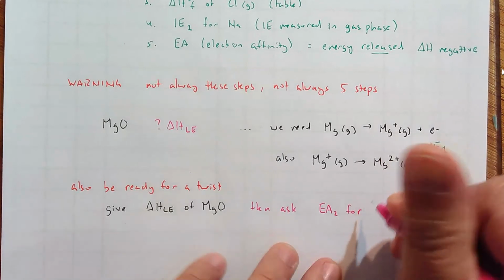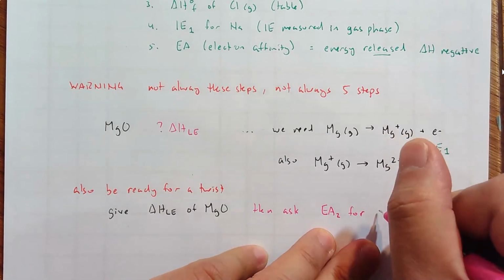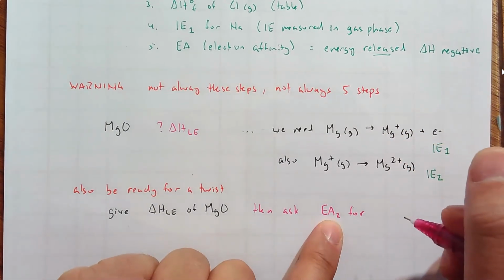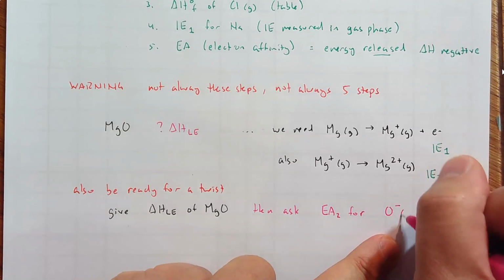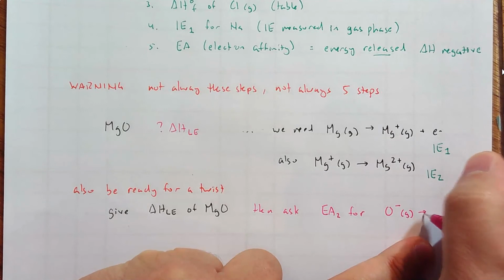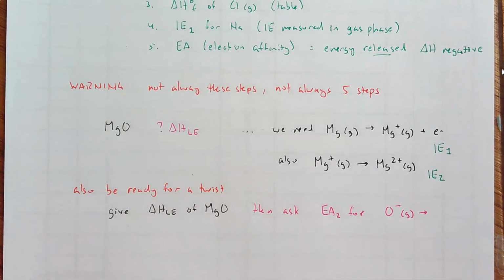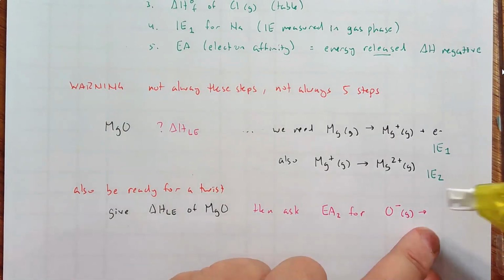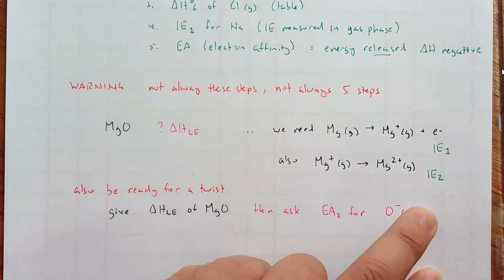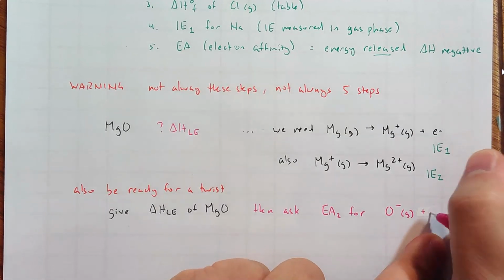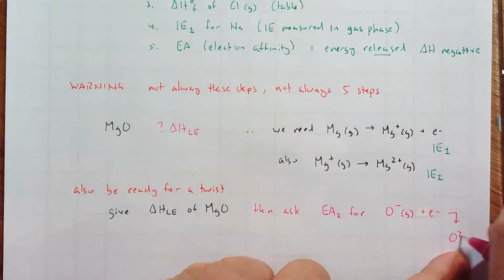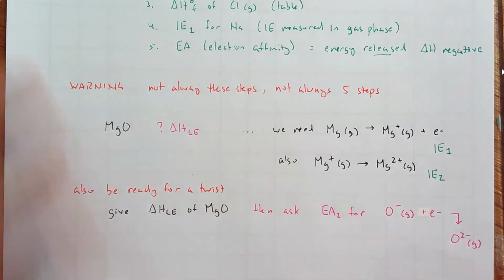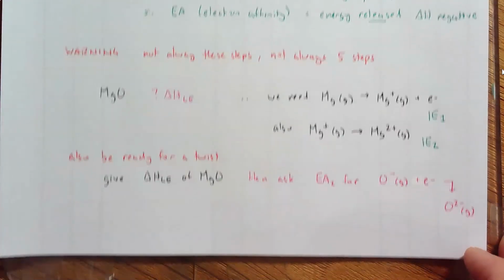for oxygen. And so by the time you're ready to gain another electron, you're going to start with O minus in the gas state, and then plus 1 electron, right? Adding an electron is electron affinity. Goes to O2 minus gas. Do you see that? Okay, good. So that's another twist.